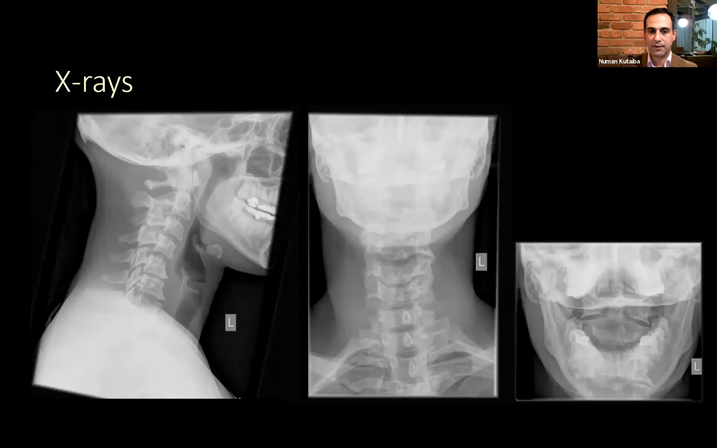Traditionally, we take 3 standard views for the cervical spine. I'll start talking on the cervical spine and give some examples, and then I'll move on to the lumbar spine. These are the standard views, lateral and frontal views, and a dense view of the C1-2 articulation. That's mostly relevant in the trauma setting.